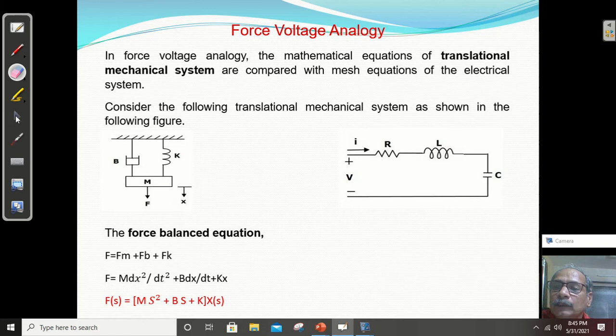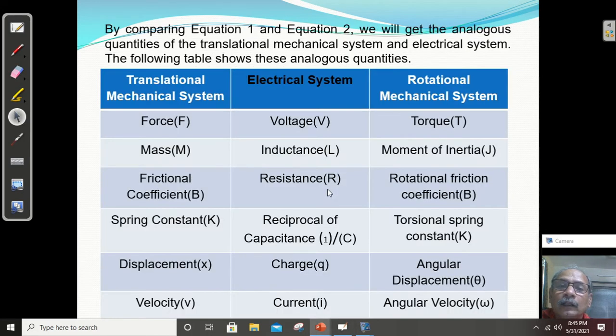Next part I am going to discuss is comparing equation number 1 and 2. By comparing 1 and 2 we will get the analogous quantities of translational mechanical system and electrical system. The following table shows the analogous quantities.